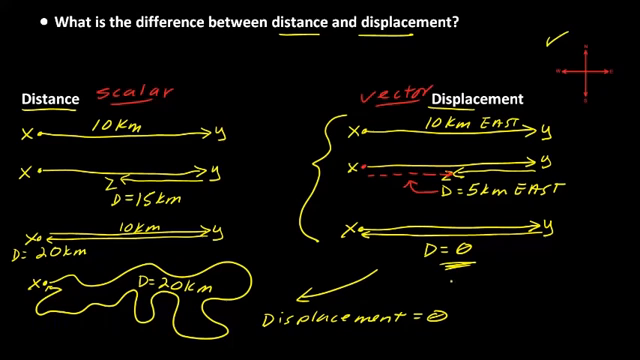Distance is a scalar. Displacement is a vector measurement. Why? Because a vector measurement, like displacement, has both a magnitude and a direction. Displacement is how far you are displaced from that origin. It is the straight line distance and direction between the origin, your starting point, and your final destination. And that is the difference between distance and displacement.